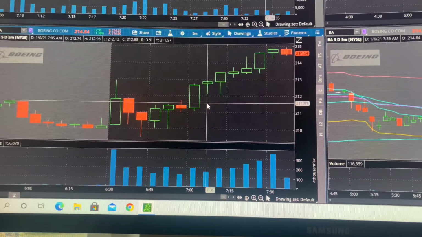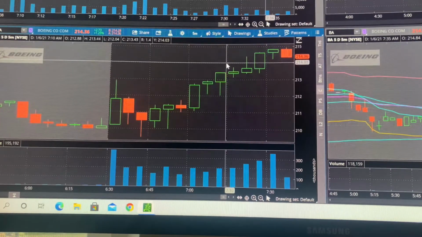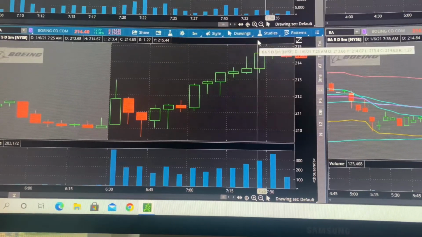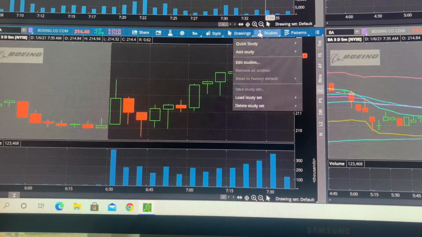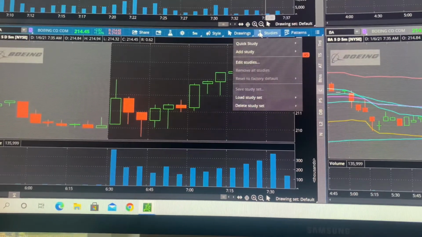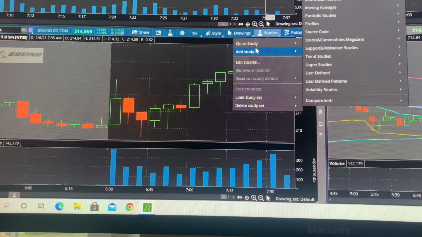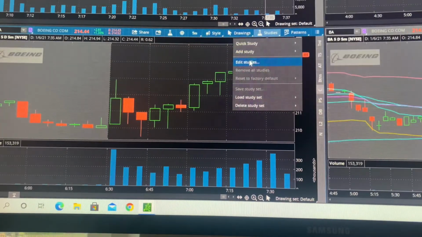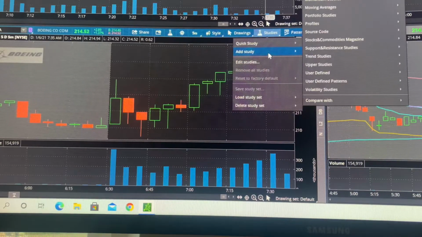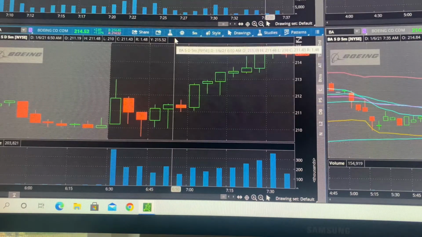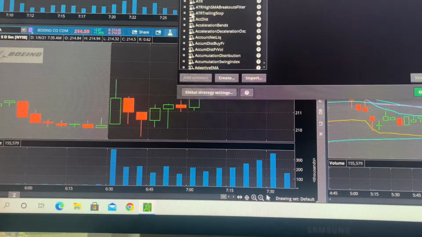Let's just get started on how to set up your chart. The first thing you want to do to set up your charts is go to studies. Each of these lines on the chart is basically a study, an algorithm. To set up each line, first we would add a study.